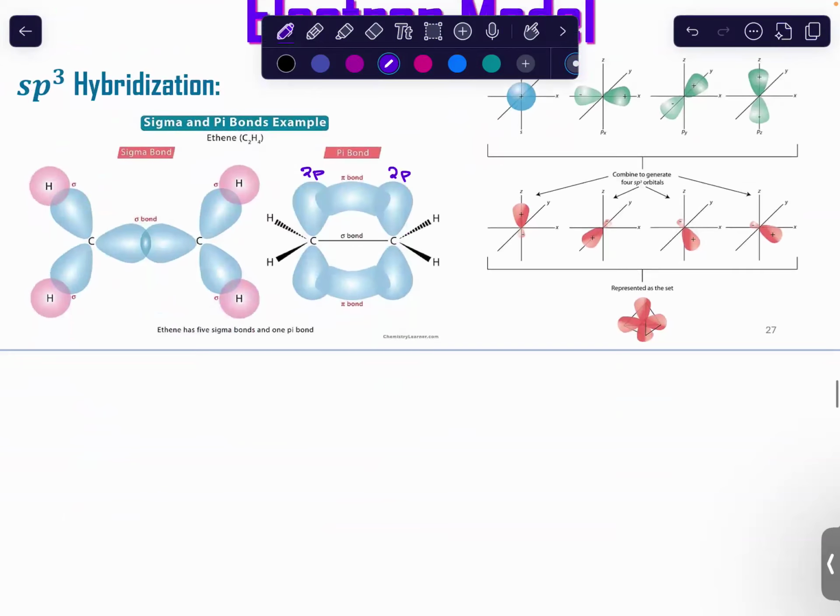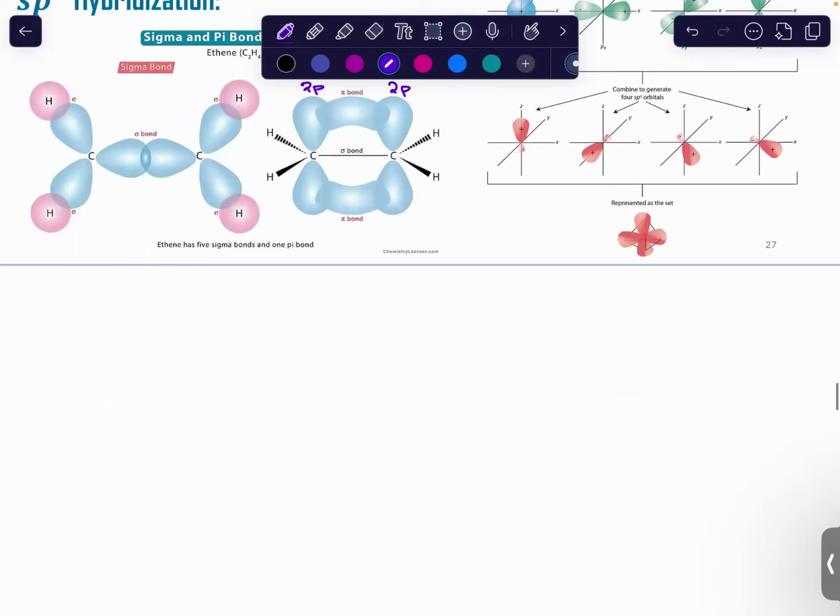So let's start talking about sp3 hybridization. All right, we're going to start with a molecule you should all know. CH4, what is that? Methane. As you move on to organic chemistry, you're going to get lists of these. This is an alkane, and remember, their prefixes have to do with the number of carbons. Meth is 1 carbon. Then ethane is 2 carbons, propane is 3 carbons, butane is 4 carbons.